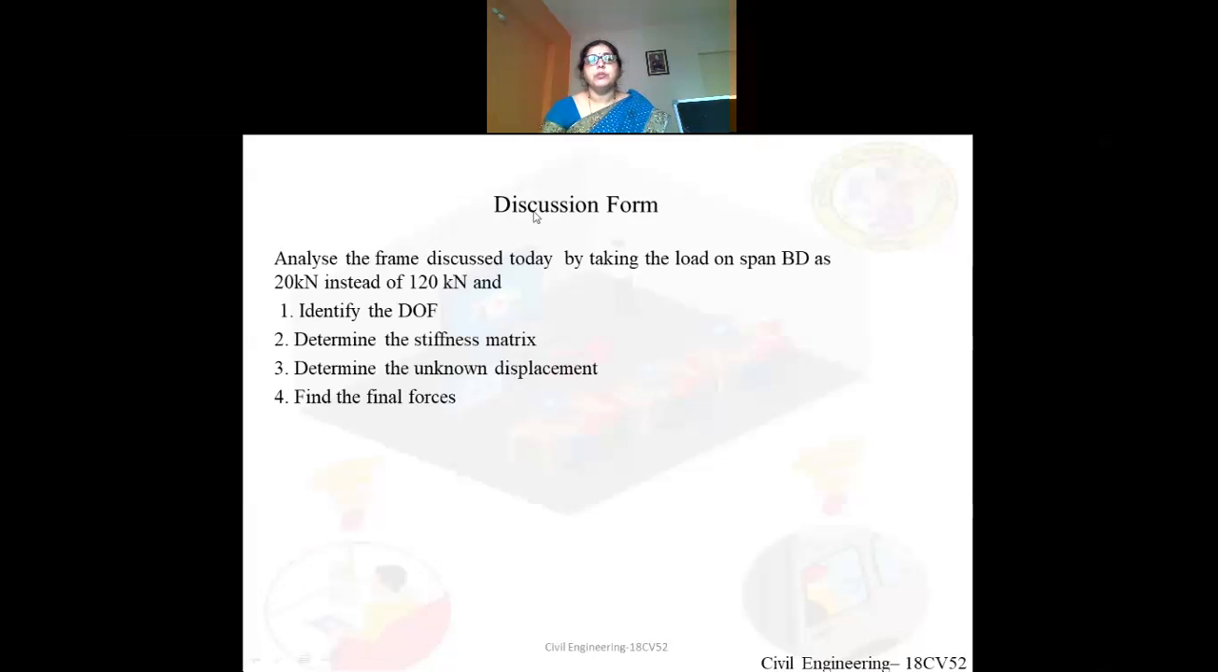Now take the same frame problem, but instead of the 120 kilonewton on span BD, take 20 kilonewton and solve the same problem. Identify the degrees of freedom, determine the stiffness matrix, determine the unknown displacements and find the final forces. It will be a practice session for you, and if you have any doubts, once you solve the problem, you will be able to understand.